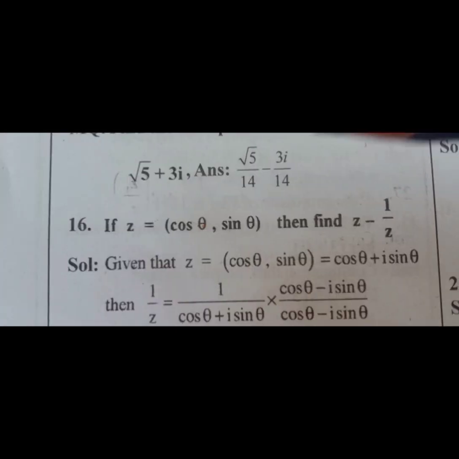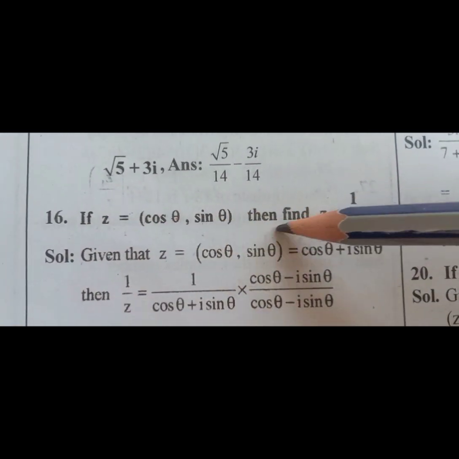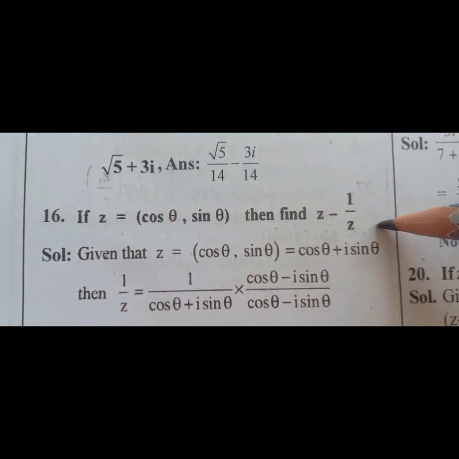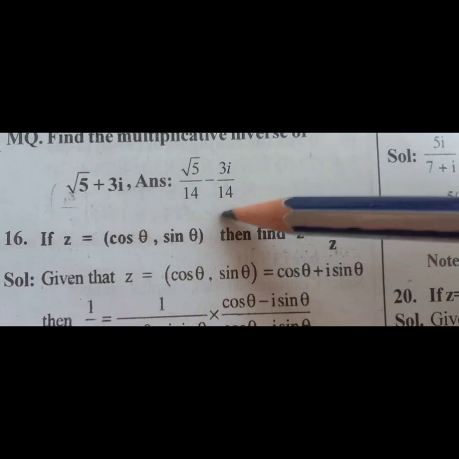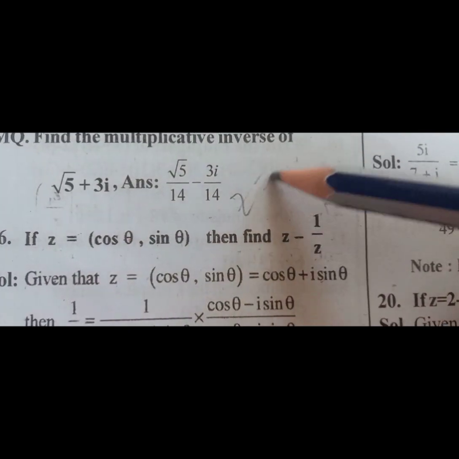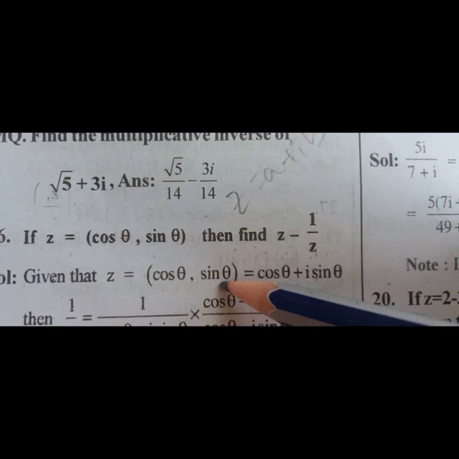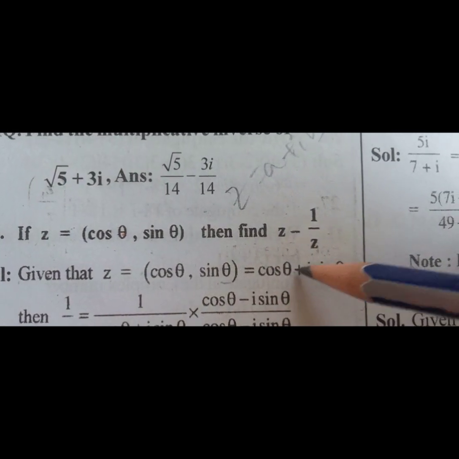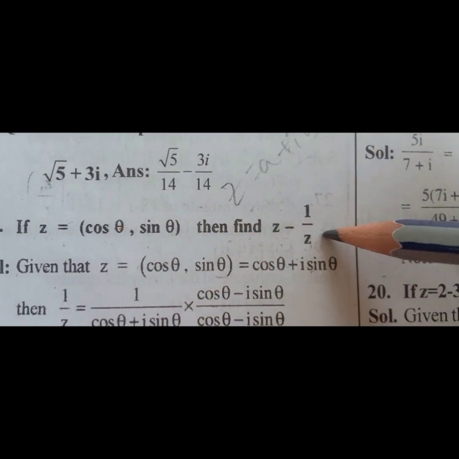Write the conjugate of... This is the important question. z equals cos theta, sin theta. Then we need to find z minus 1 by z. By taking z as cos theta plus i sin theta, then converting it to z equals a plus ib format, here a is the cos theta term, b is the sin theta term. By replacing the plus i term, we converted it as a complex number.